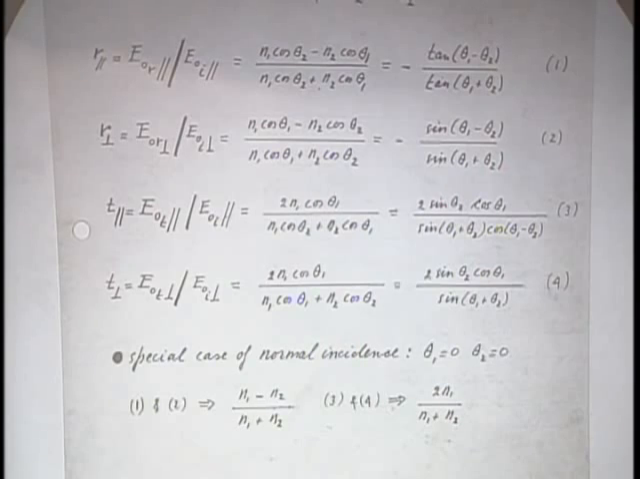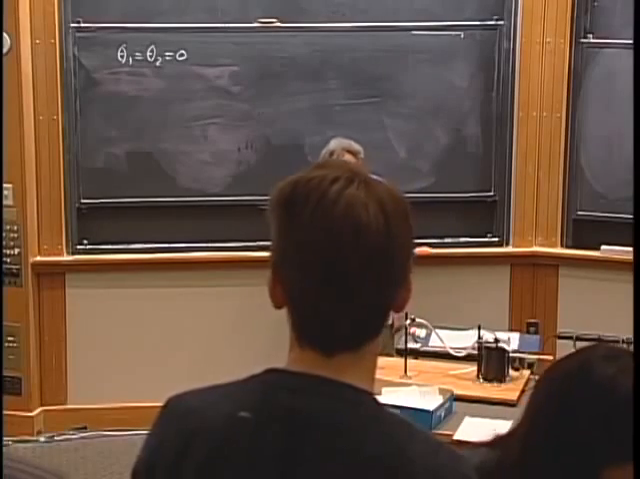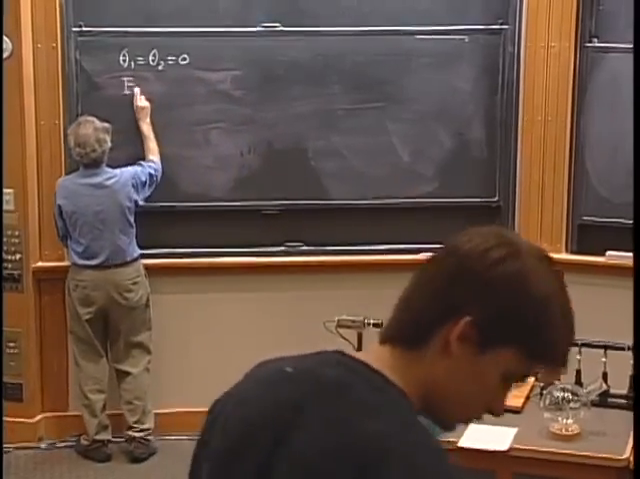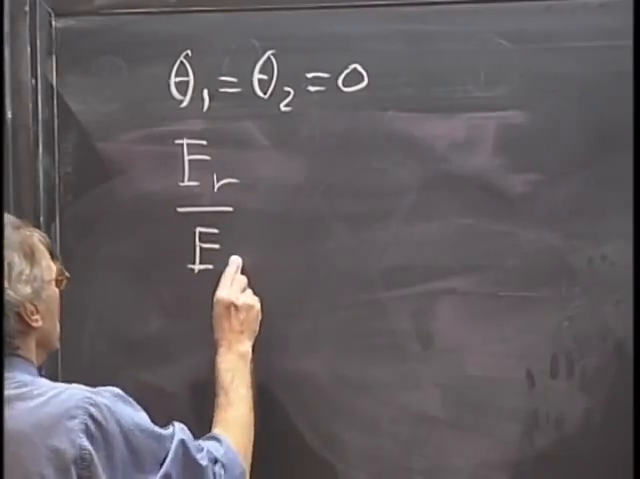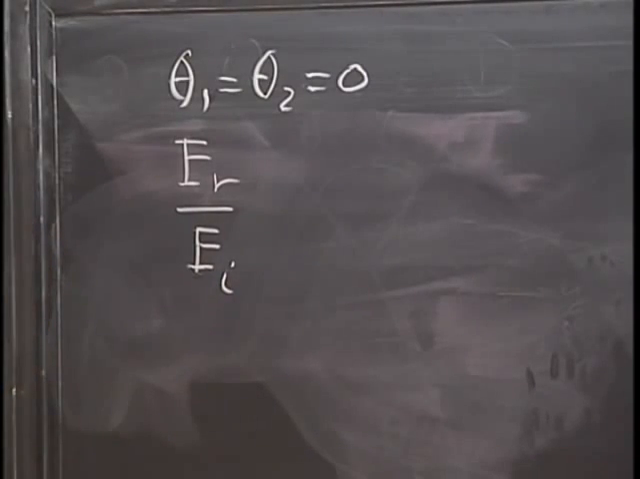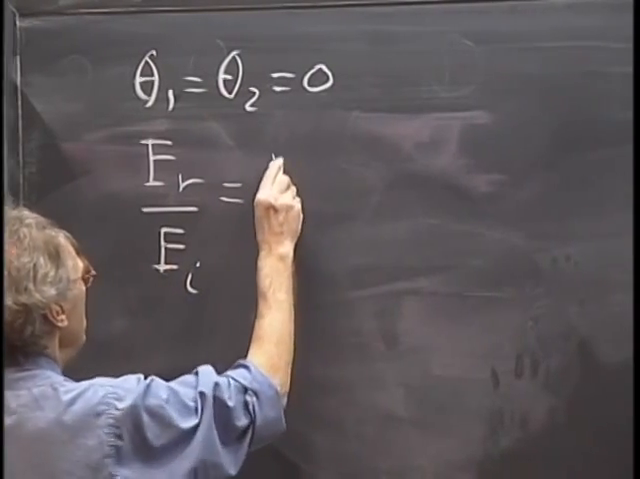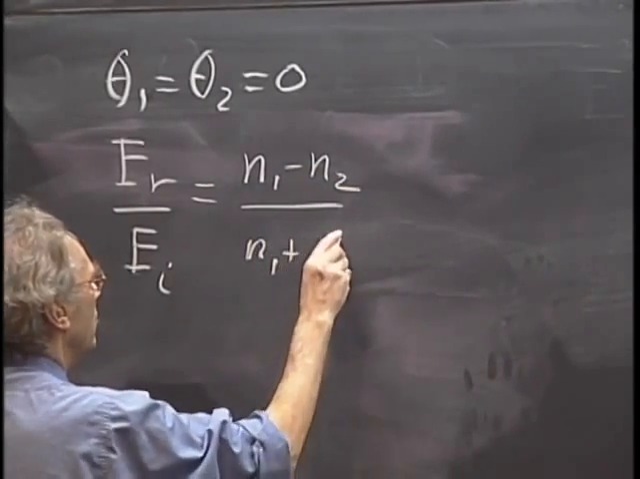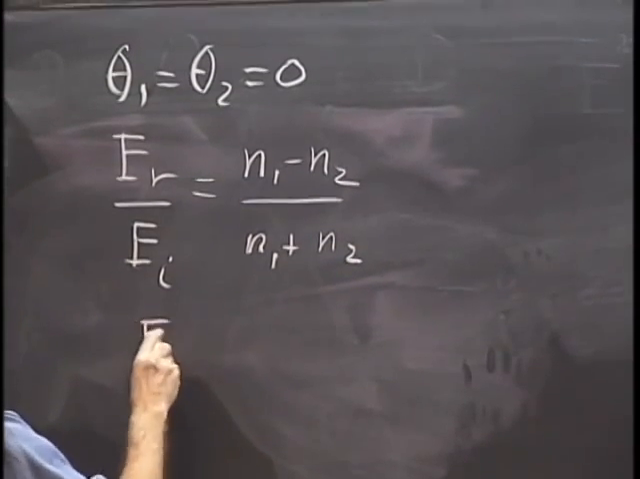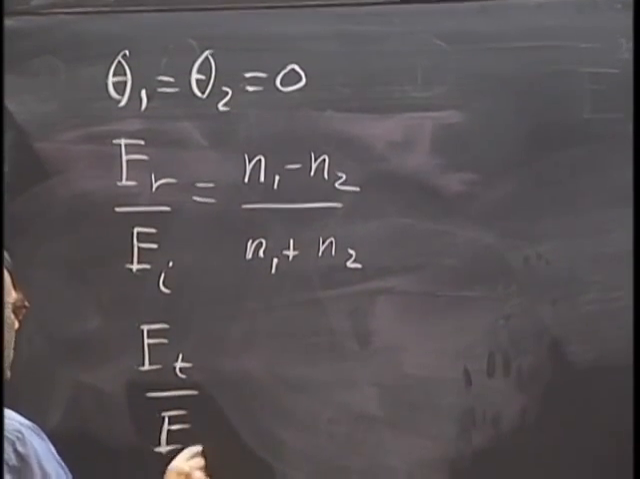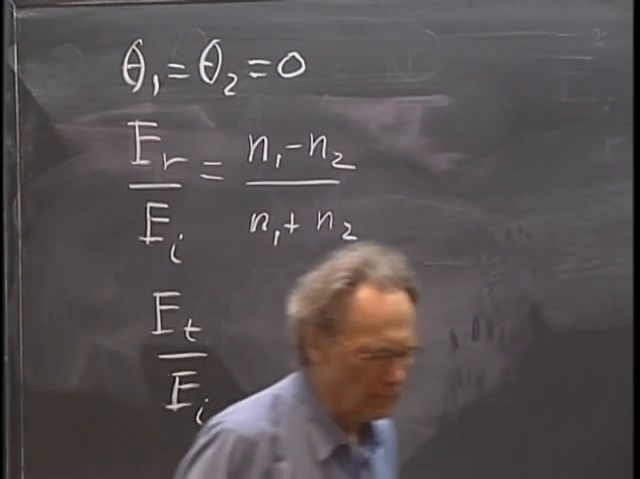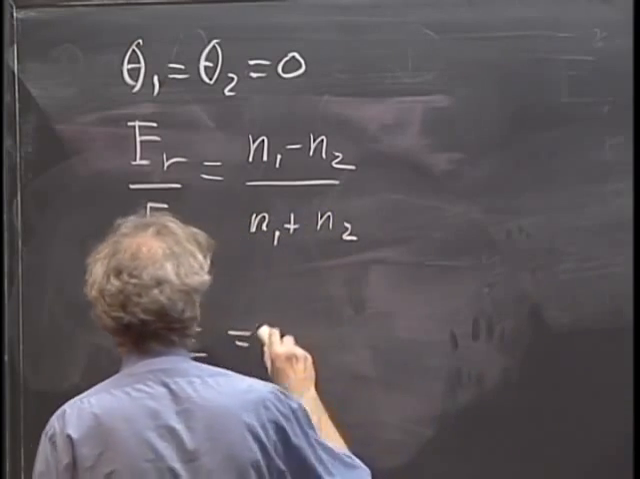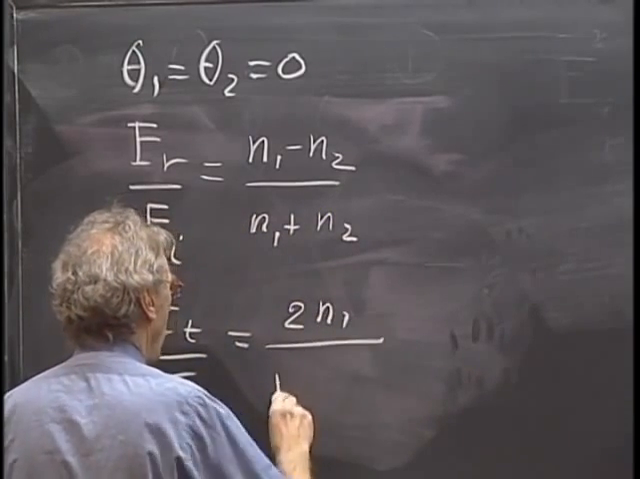And so you'll find then, and I will just write that down, ER over EI, regardless of whether it is the parallel or the perpendicular component, is the same as N1 minus N2 divided by N1 plus N2. And you'll find that ET divided by EI, notice we always compare with the incident beam, is then 2N1 divided by N1 plus N2.